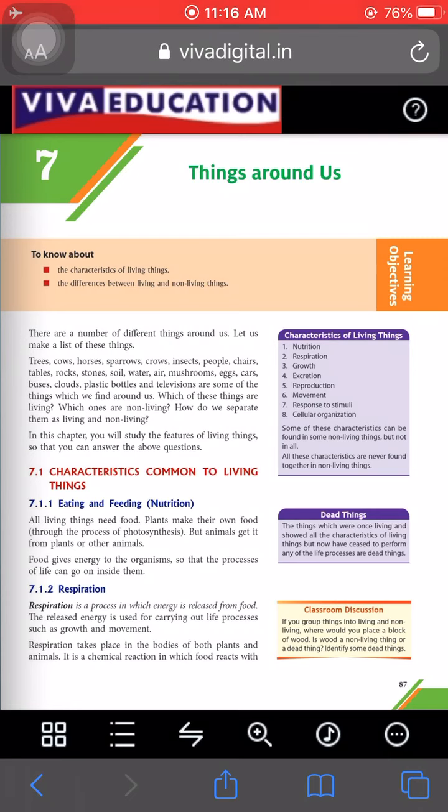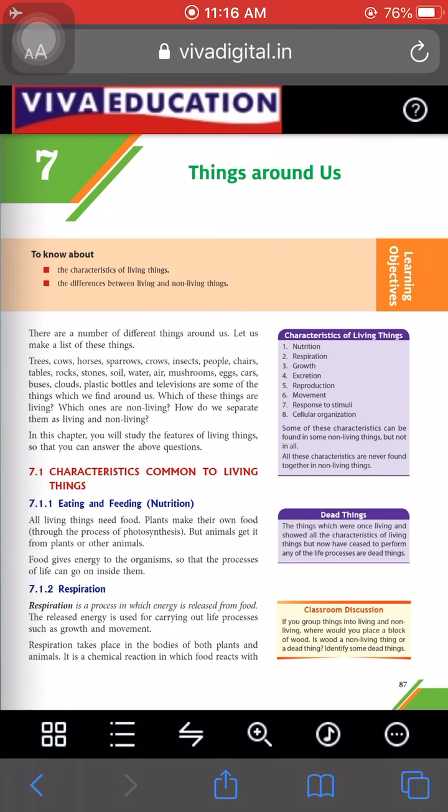Next is the difference between living things and non-living things. Firstly we start with the characteristics common to living things, which means some of the features that we consider to be in a living thing.